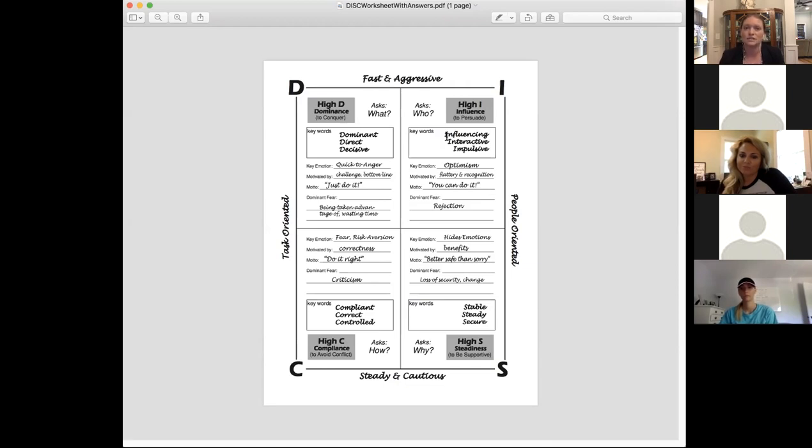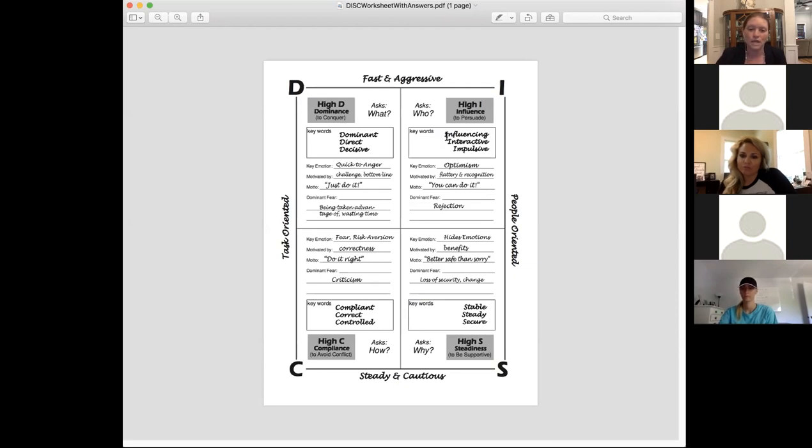They're motivated by flattery and recognition, and their motto is, you can do it. They're going to be the person that's the cheerleader for everyone. Sometimes they need a little bit of cheerleading themselves, but they will be the person in the room that's cheerleading everyone else on. Their dominant fear is rejection. So a lot of their decisions are going to be made based on not wanting to be rejected or isolated from their friends or their peers.